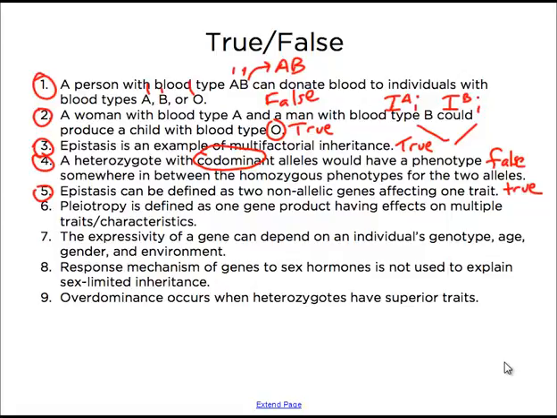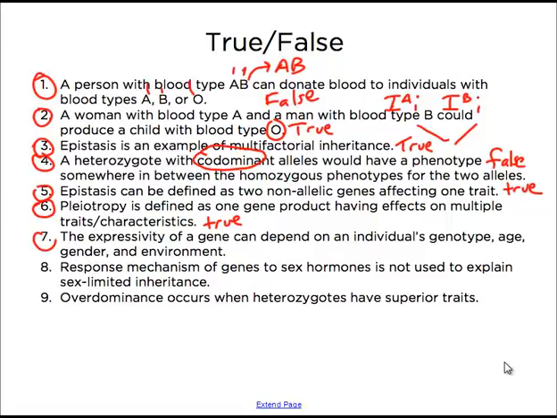Number 6, pleiotropy is defined as one gene product having effects on multiple traits and characteristics. And that's true. Why? Because that is what pleiotropy means. I know that isn't very helpful. Well, I can tell you this. Pleio means multiple or many. So pleiotropy sort of means many traits. An example of this, it gets a little hard sometimes, but sickle cell anemia is one gene. Now, the problem is in hemoglobin, but before they really understood this, they said, look, these individuals have all sorts of seemingly unrelated things wrong with them. So they said it was a pleiotropic trait.